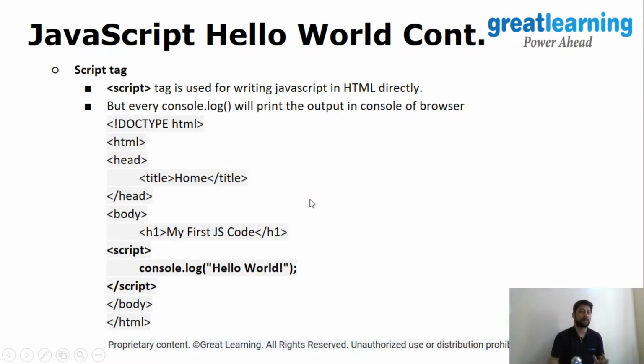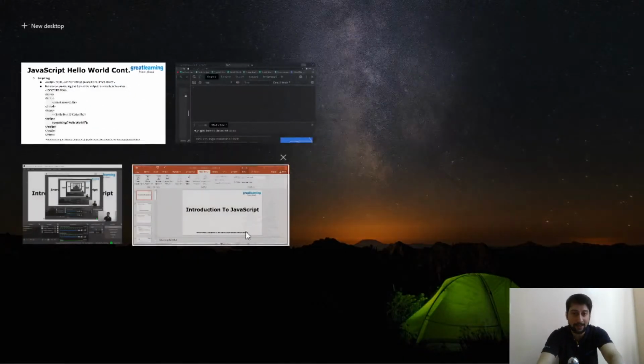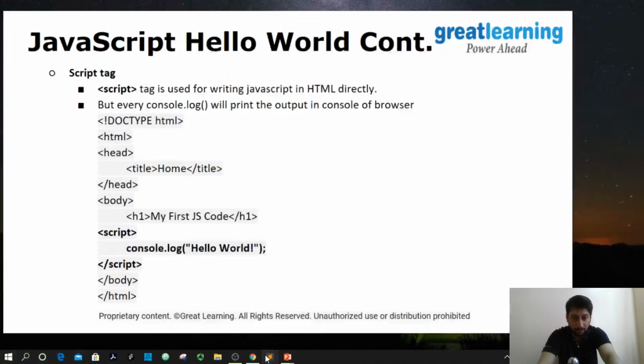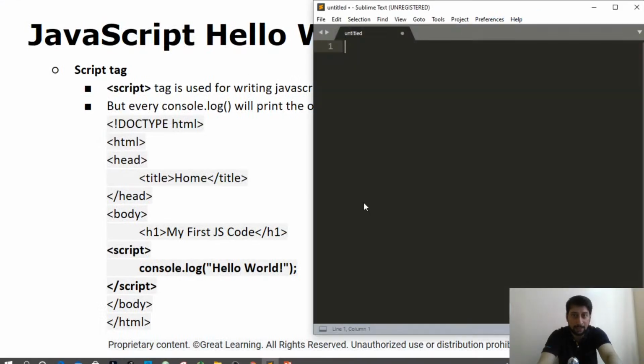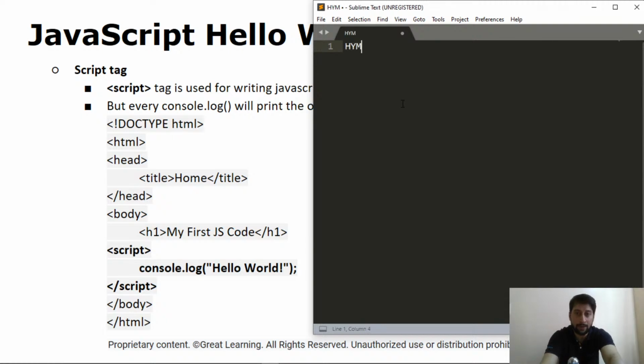What is the next way? The next way is using a script tag inside your HTML. The editor that I'm going to use is Sublime. Let me open up my Sublime quickly. Now I'm going to write HTML.